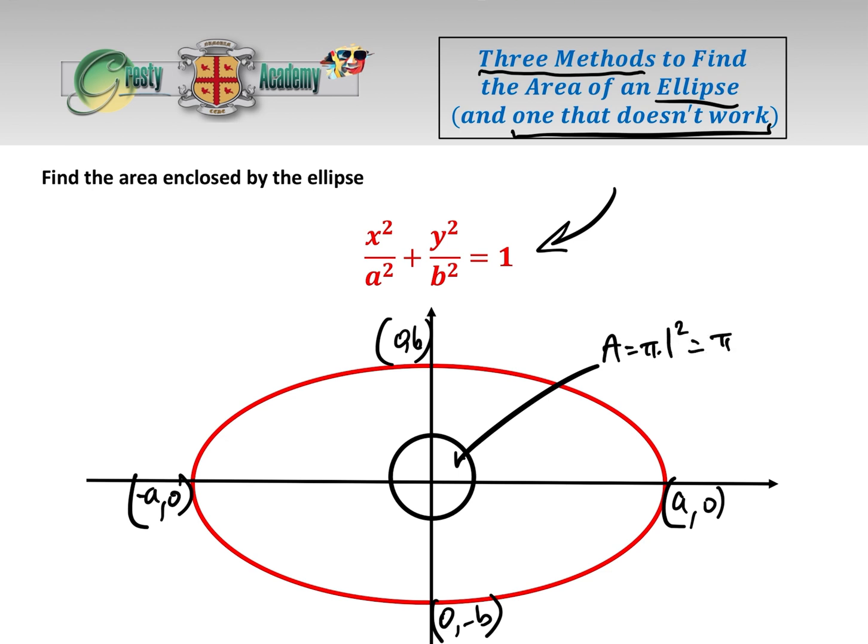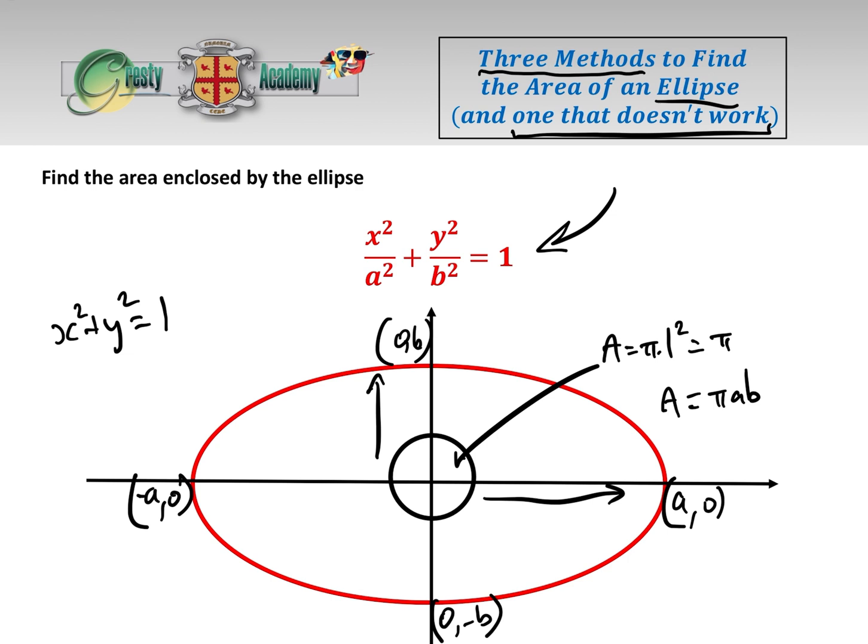And then we're going to use our linear transformations, and we are going to stretch the circle by a factor of a that way, which is going to increase the area by a factor a, and then we're going to stretch it by a factor b that way, and that's going to increase the area by a factor b. So the area will become pi a b.